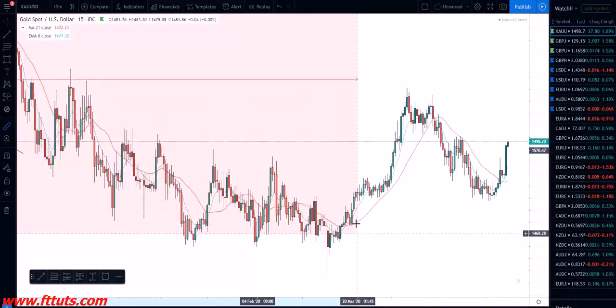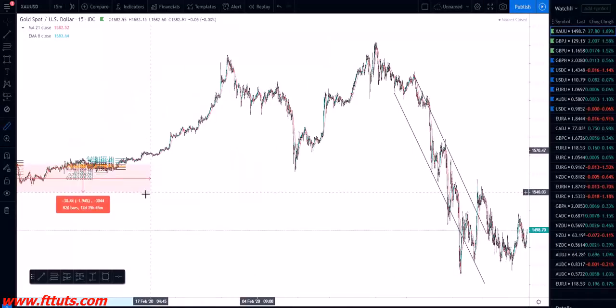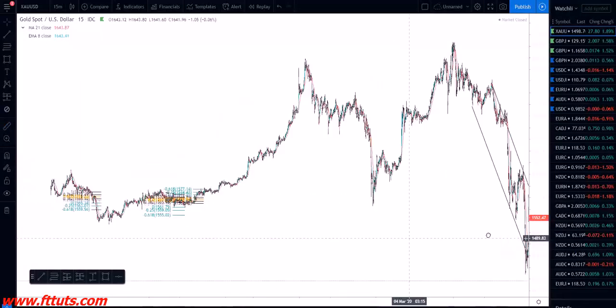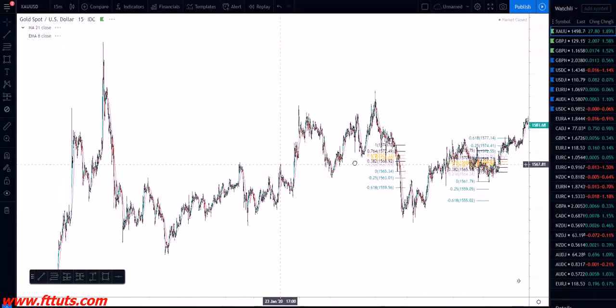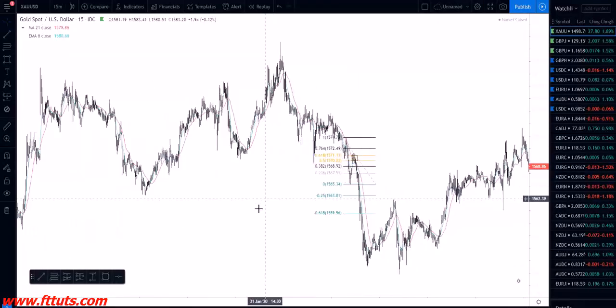Huge drop to the downside. Oh my God, I don't know what I just did, but okay, we're like way over here. Huge drop to the downside. Let's go look for some more setups.